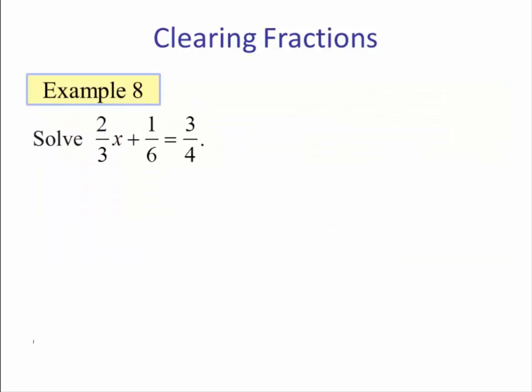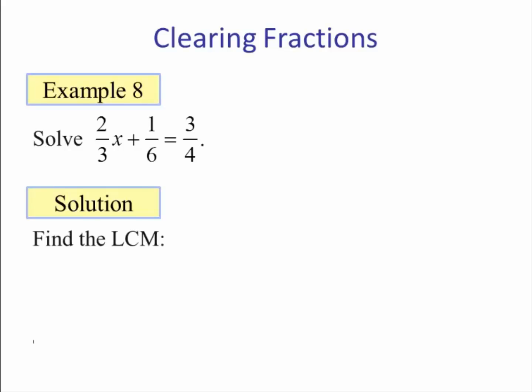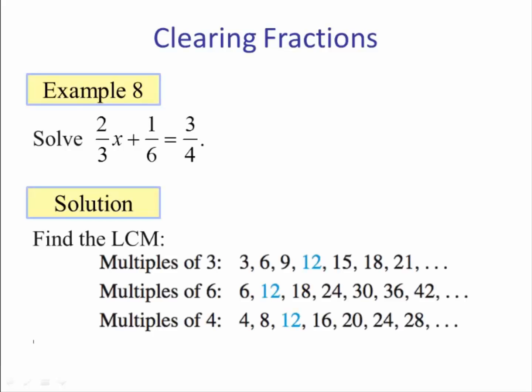Example 8. We have 2/3 x plus 1/6 equals 3/4. Our first step is to find the least common multiple for the denominators 3, 6, and 4. So the multiples of 3 are here, multiples of 6 are here, multiples of 4 are here, and we see that the smallest multiple that comes up is 12. So we're going to multiply every single term by 12, and that will clear the fractions.